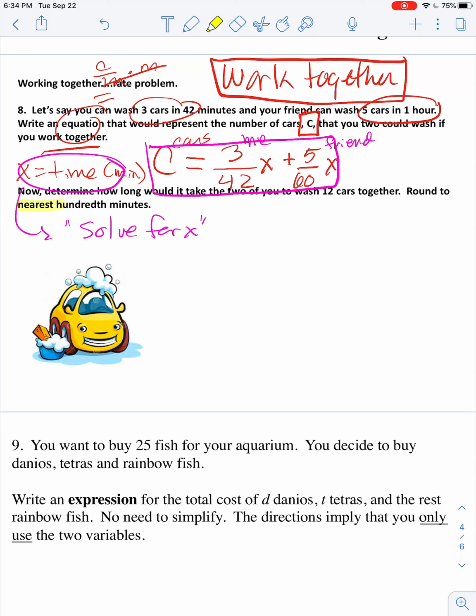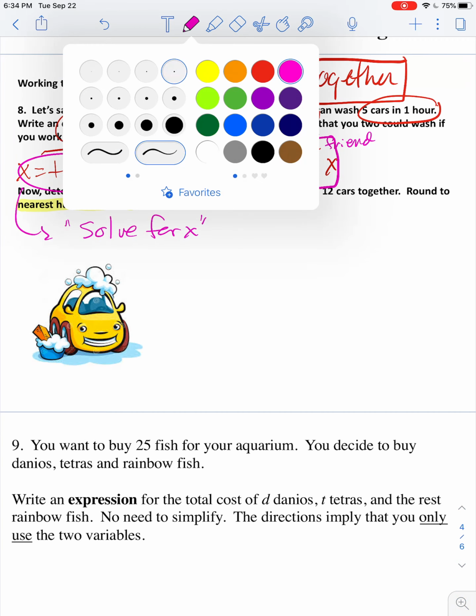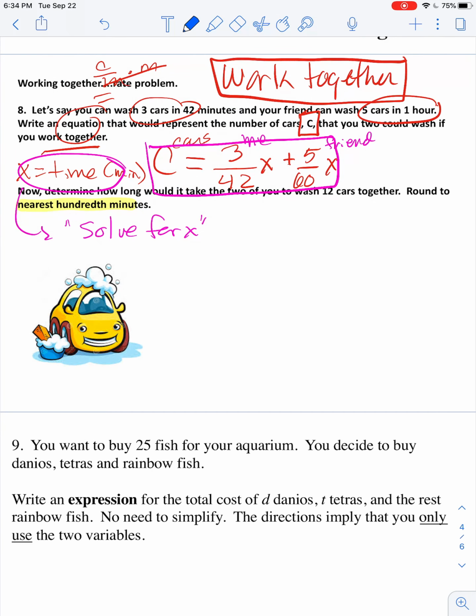So pay attention to this. Pay really close attention to this on the tests. If it says to round to a certain value, you need to round to that value in order to get full credit, especially when you're doing online work and you're going to type in an answer. If it says round to the nearest hundredth, you're going to need to have that exact value. Okay, so I'm supposed to solve for this when C is 12.